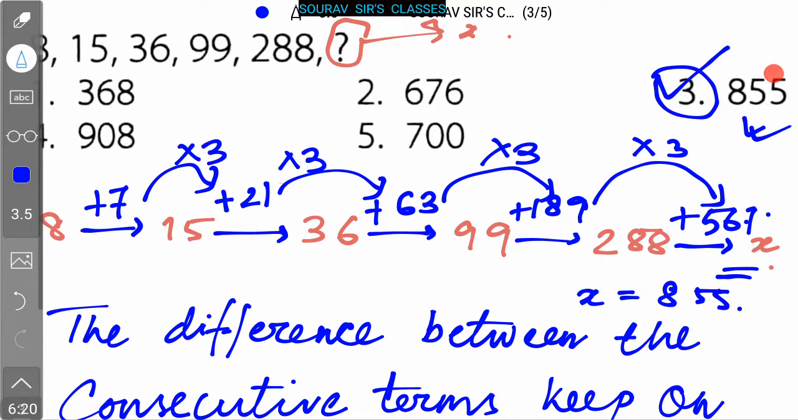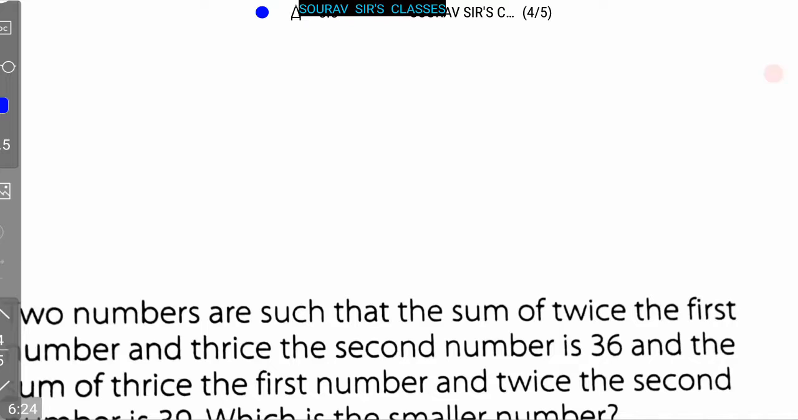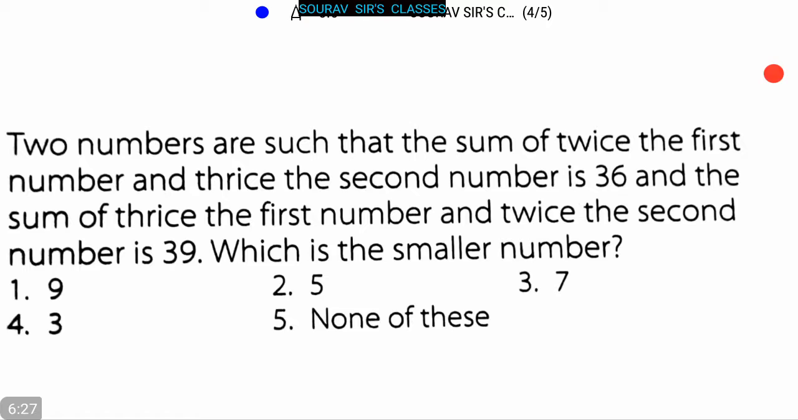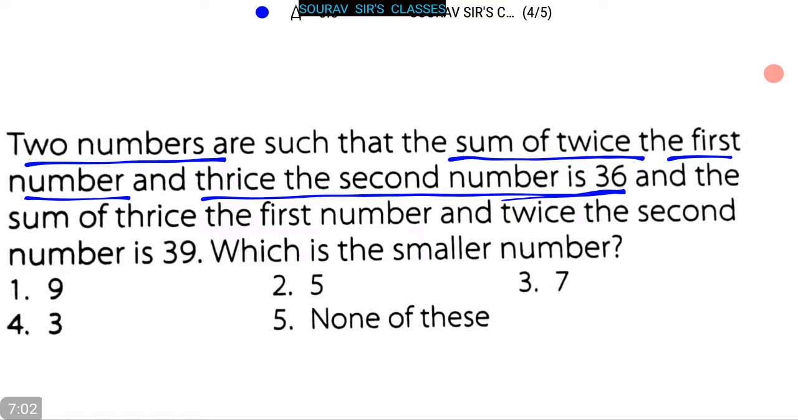Now our next question is, two numbers are such that the sum of twice the first number and thrice the second number is 36, and the sum of thrice the first number and twice the second number is 39.